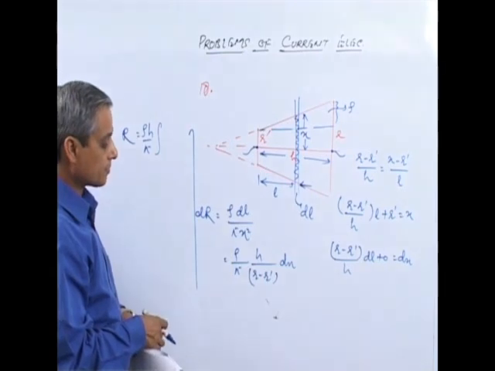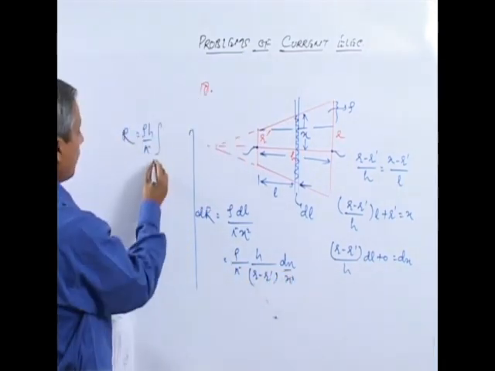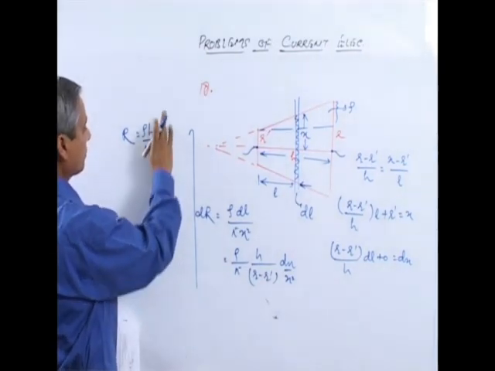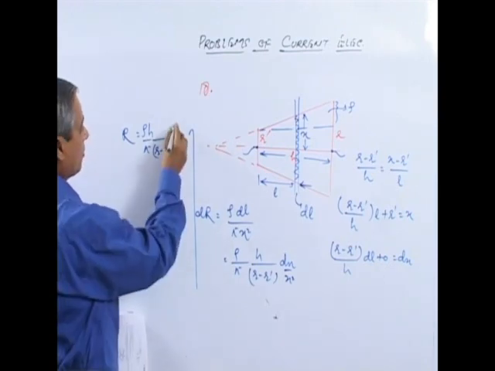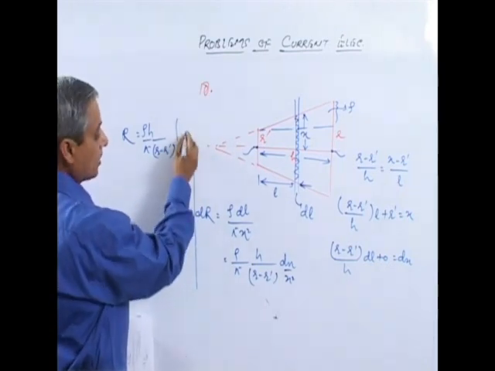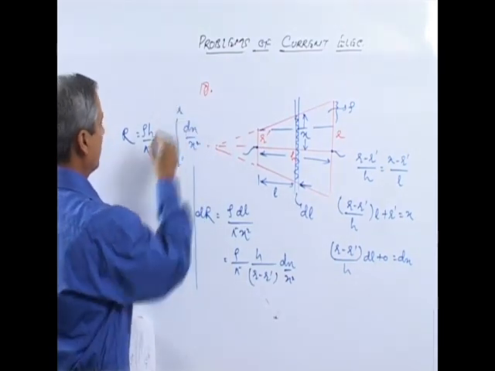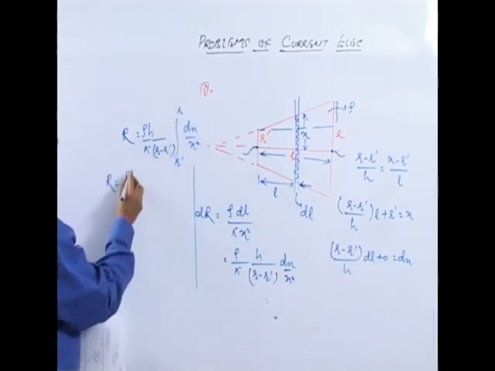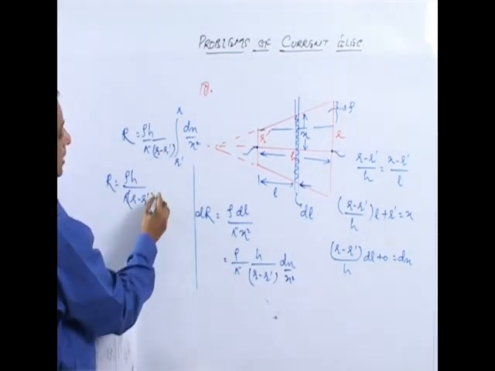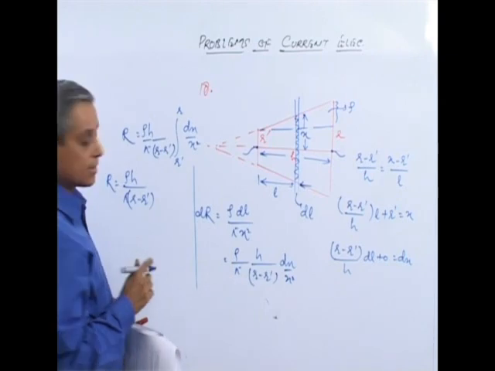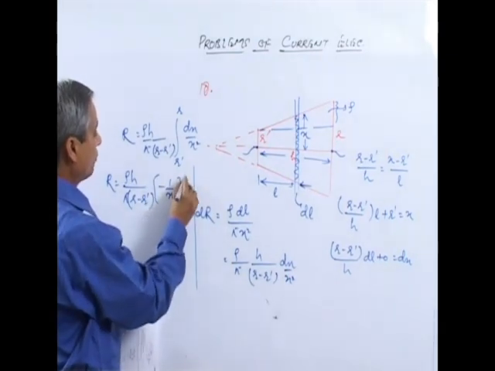Now, dx upon x square, and h by (r minus r dash) we can take as common, and then it becomes dx upon x square. X is varying from r dash to r, so total resistance R becomes rho h upon pi (r minus r dash), and this is dx upon x square integrated to minus 1 upon x from r dash to r.